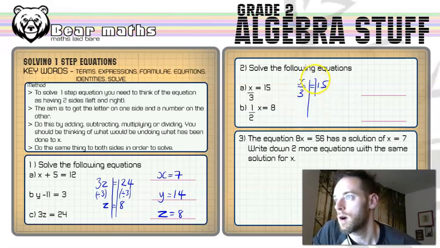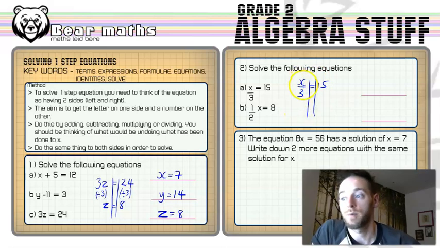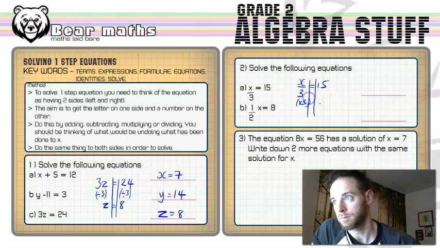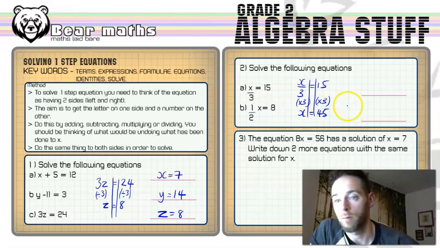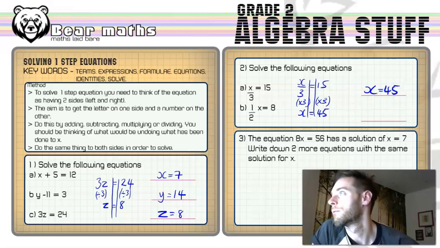Now, what we are going to do is think about what the opposite thing of dividing by 3 is. The opposite thing to dividing by 3 is multiplying by 3. So we will multiply both sides by 3. And then that leaves us with x on its own, and that leaves us with 45, which is what I almost said at the beginning of that question. So x equals 45, and there you go. Done. Get rid of the working, show you the next one.